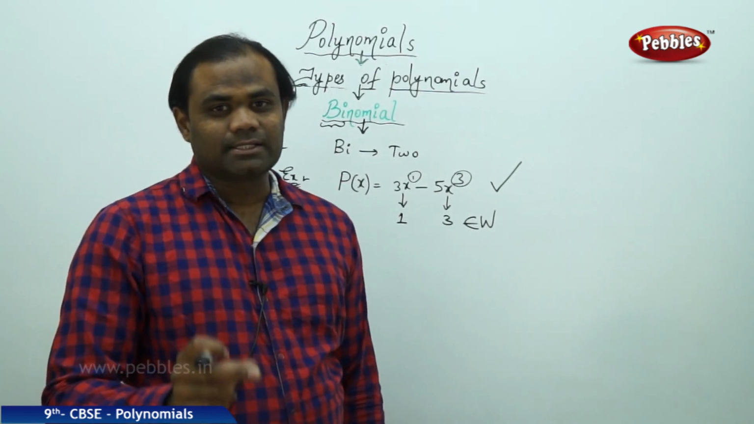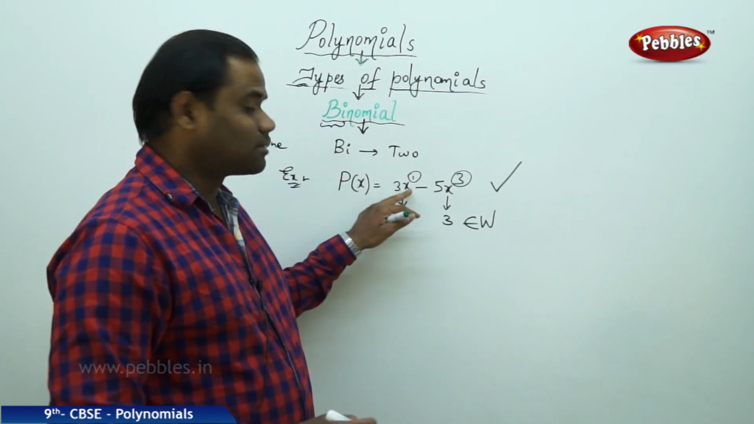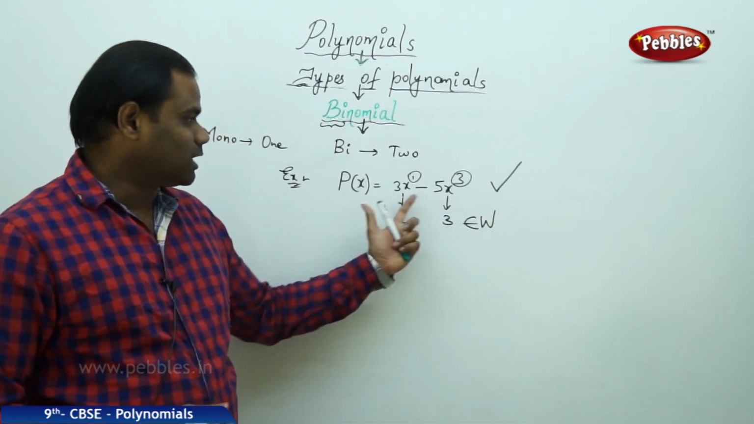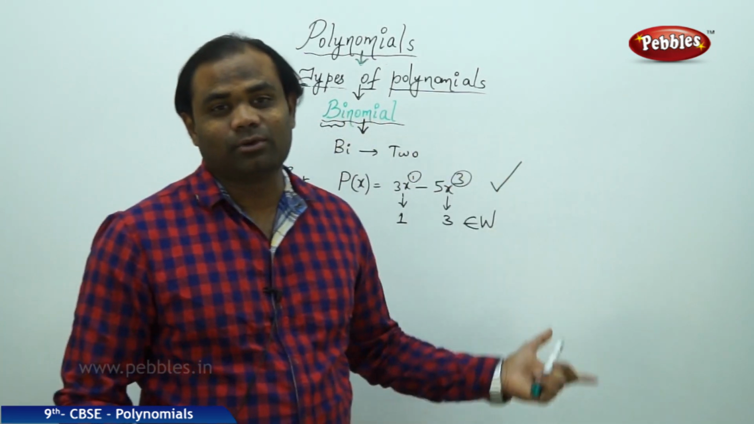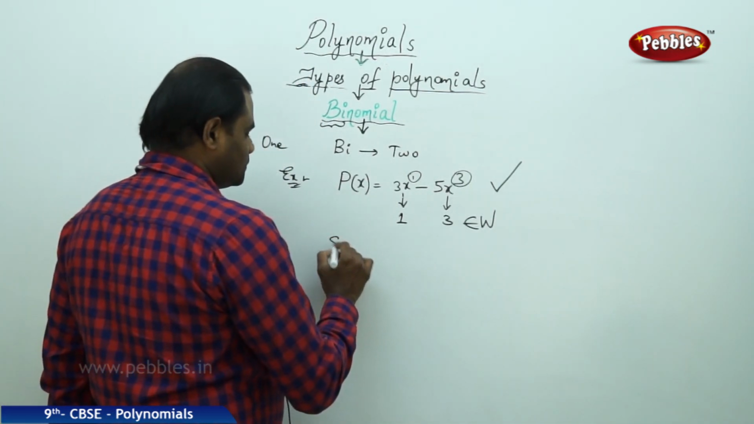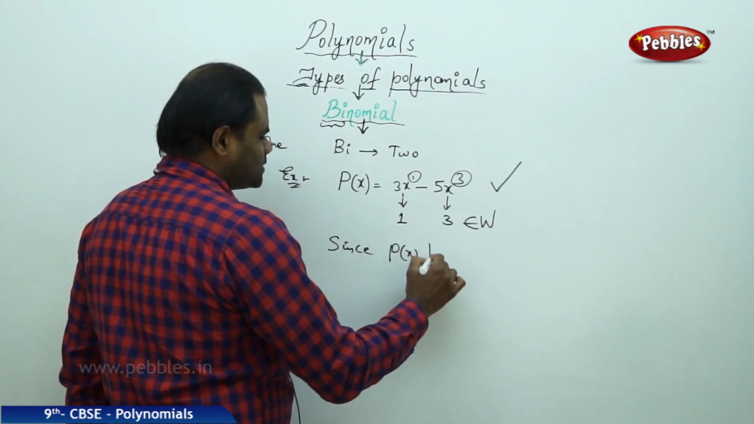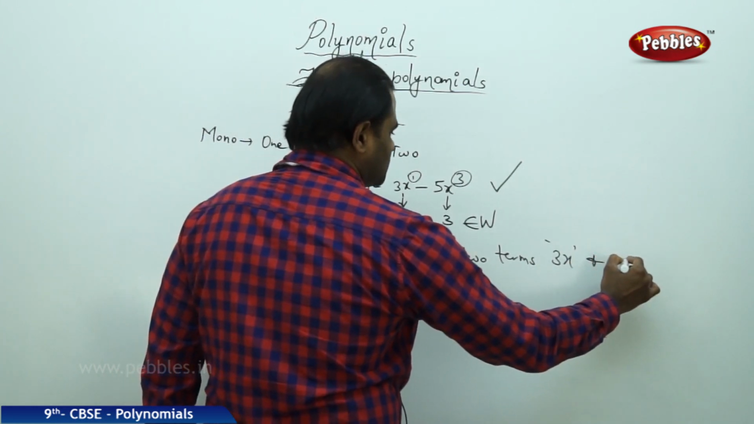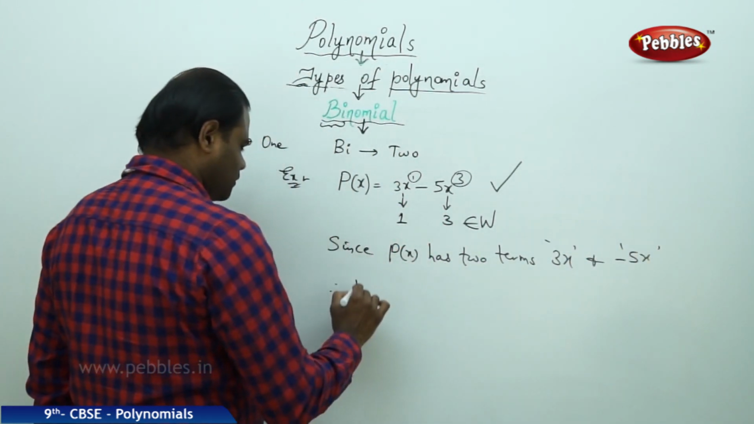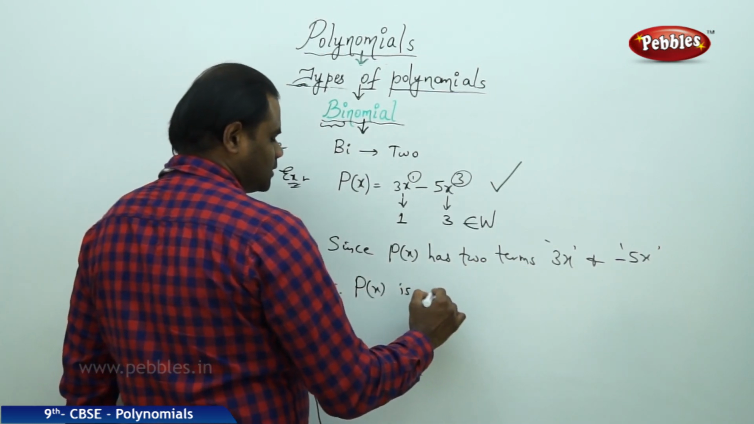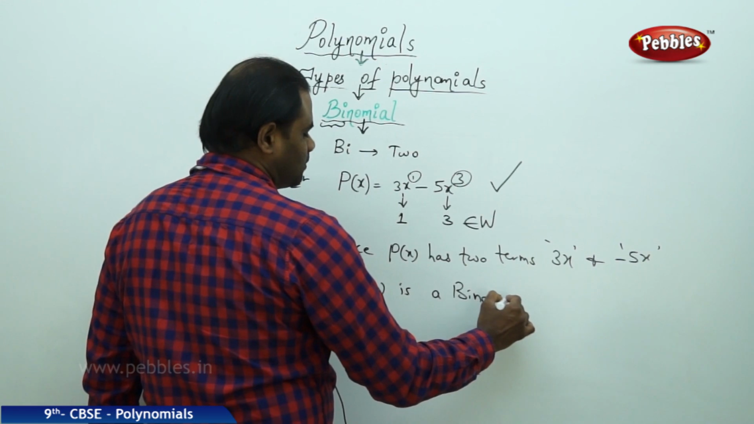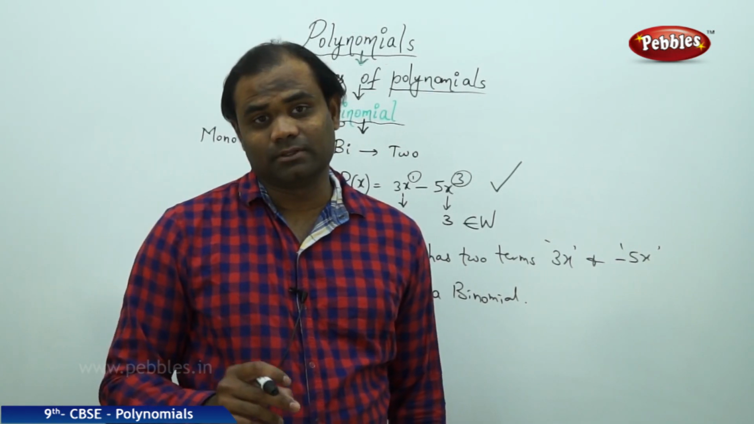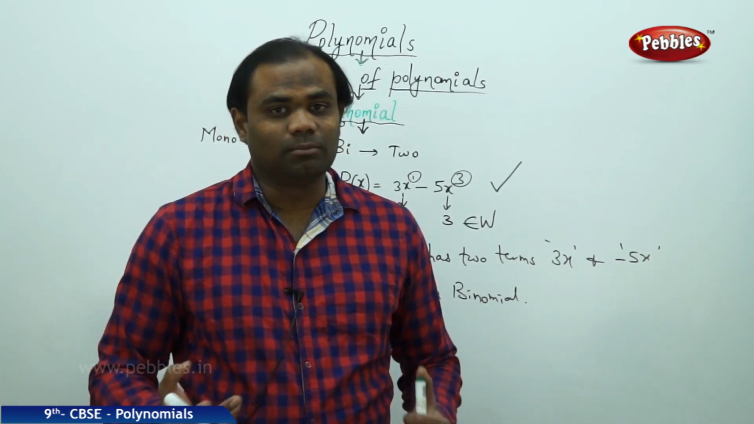And therefore by the definition of a polynomial, this is a polynomial. Now, exclusively, this is a polynomial of two terms, the first term being 3x and the second term being negative 5x cubed. So, a polynomial which has two terms, which is bi, hence a binomial. Therefore, since P of x has two terms, 3x and minus 5x cubed, therefore, P of x is a binomial, is how we understand the definition of a binomial using the properties of the polynomial.